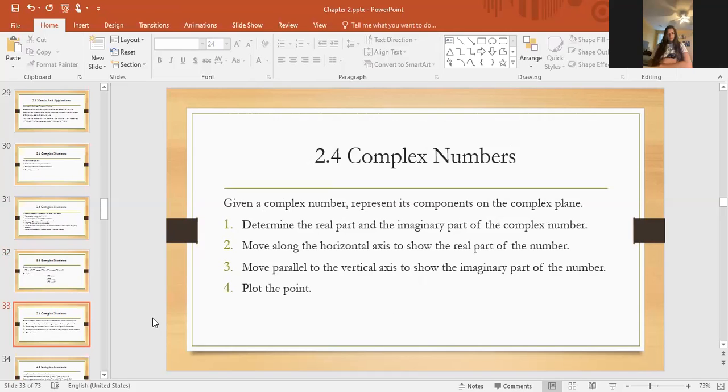So if we have a complex number, we can determine the imaginary part and the real part, as I explained to you. The part without i is called real, and the part with i is called the imaginary part. We can represent a complex number on a rectangular coordinate system as if it was a point. The real part will be on the x-axis and the imaginary part will be on the y-axis.